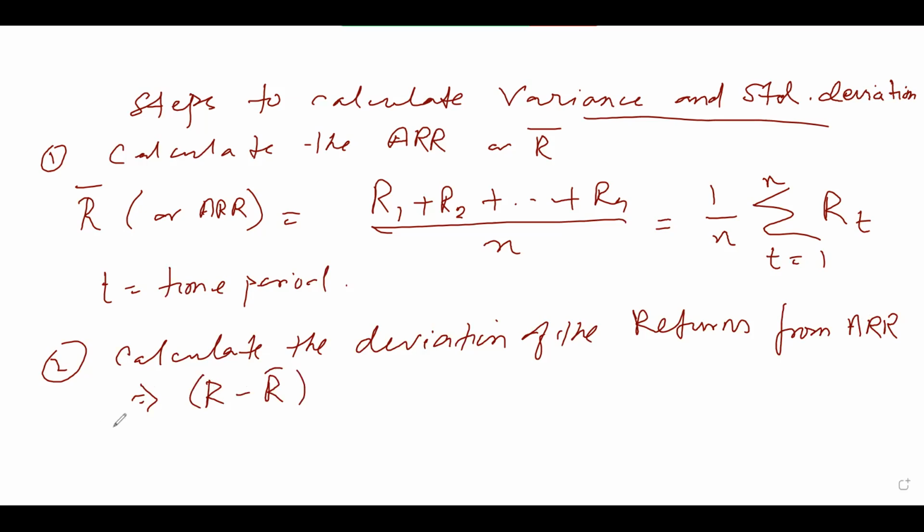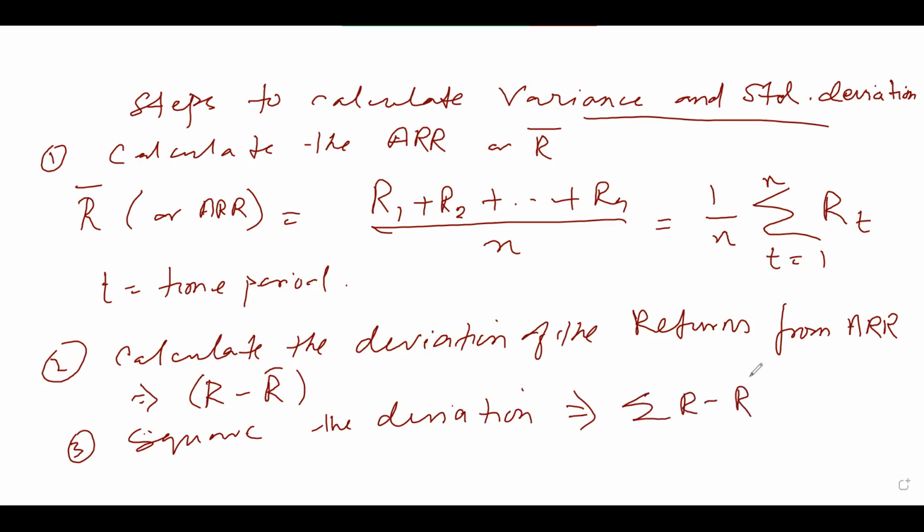Third is square. Square this deviation, which is you will take R minus R dash. Sorry, this is not summation. Take the square of it. Now, have you written these three steps?